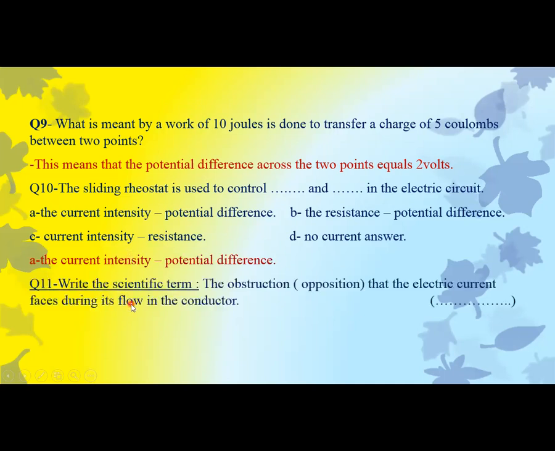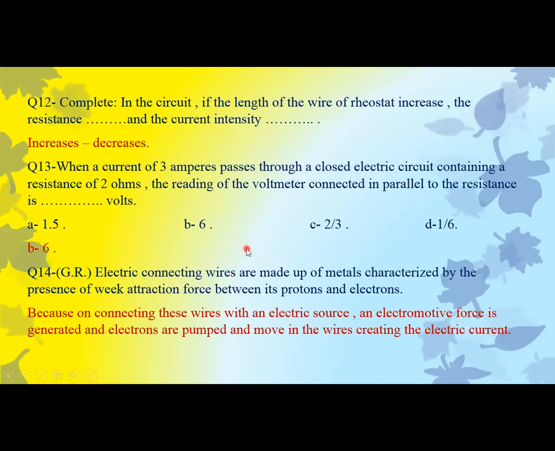Write the scientific term: the obstruction or opposition that the electric current faces during its flow. Of course, when there is flowing and any opposition, that is resistance. So it is called current resistance. Sorry for this mistake. Complete in the circuit: if the length of a wire rheostat increased, of course resistance increases and the current intensity in this case decreases.